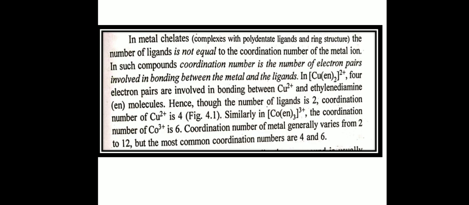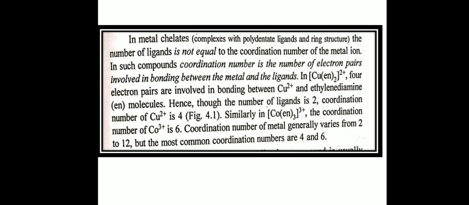Now, metal chelates. Chelates means complexes with polydentate ligands, which form a big ring-like structure. So when a metal is bonded to a polydentate ligand and forms a big ring-like structure, then we say it is a chelate compound. For example, [Cu(en)2]2+. In this, the ligand is ethylene diamine.